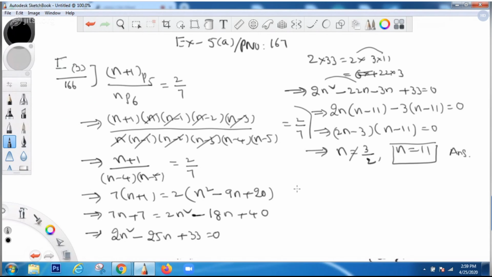What was the last step you got for that problem? (n plus 1) factorial by (n minus 4) factorial, by n factorial by (n minus 5) factorial, is equal to 3 by 2. That's all, till that I did. Okay. Did you copy down this? Yes, sir. Shall I erase? Yes, sir.